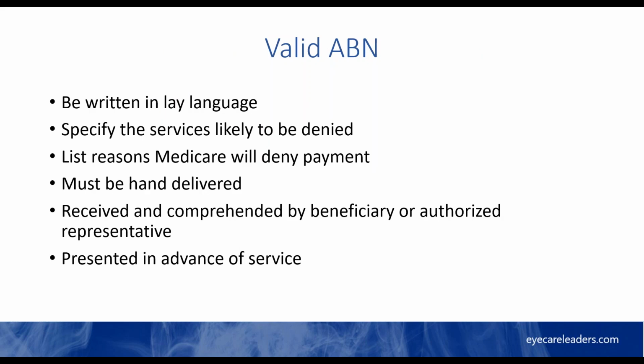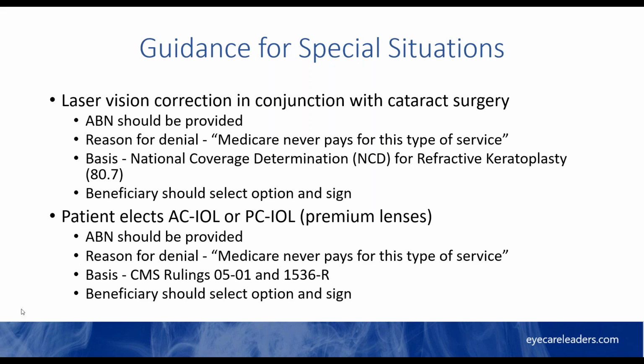We have guidance for special situations. So here we have a laser vision correction in conjunction with cataract surgery. In this example, an ABN should be provided. We would want to list the denial for Medicare never pays for this type of service. And then what was our basis? So our basis was on the National Coverage Determination, the NCD, for refractive keratoplasty, 80.7. And then the beneficiary should select their option that we're going to show you here in a little bit at the bottom, and then they sign.